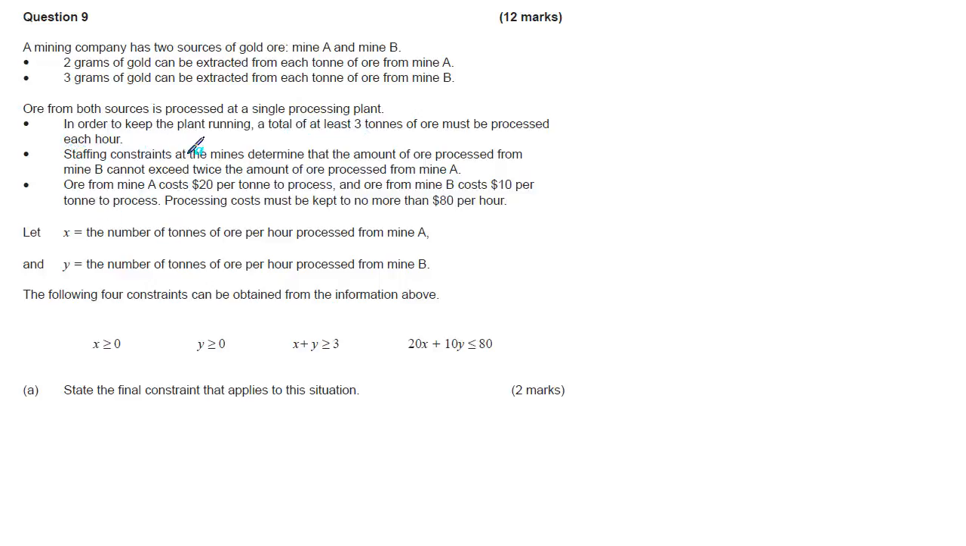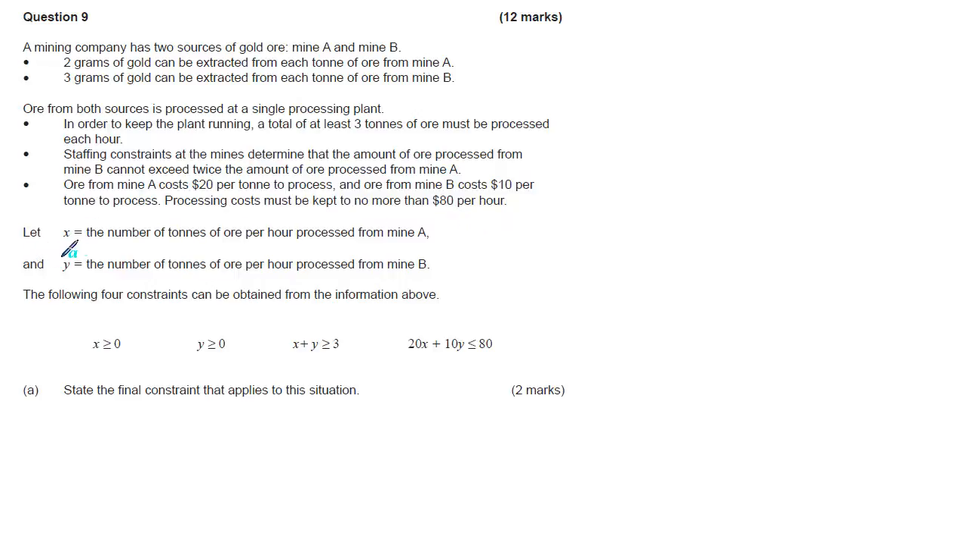In order to keep the plant running, a total of at least 3 tons of ore must be processed each hour. Staffing constraints at the mines determine that the amount of ore processed from mine B cannot exceed twice the amount of ore processed from mine A. Ore from mine A costs $20 per ton to process, and ore from mine B costs $10 per ton to process. Processing costs must be kept to no more than $80 per hour.